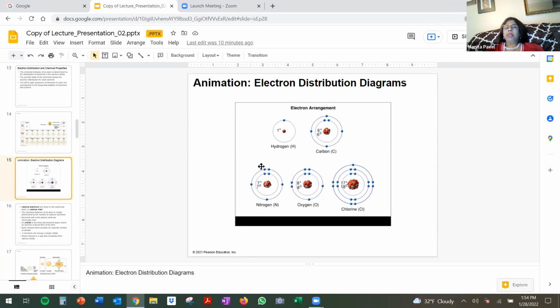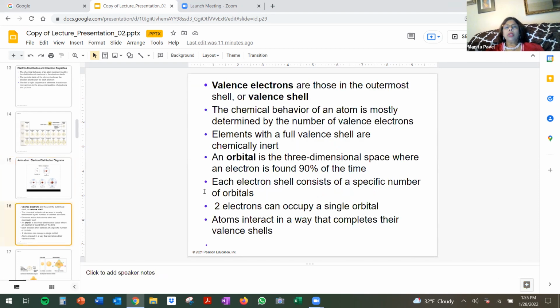In nitrogen, once again, it's the second orbital. In oxygen, second orbital. But in chlorine, the outermost, it has 3 orbitals. So the last orbital contains 7 electrons, and these would be the valence electrons, and the orbital is referred to as the valence orbital or valence shell. So that's the information here.